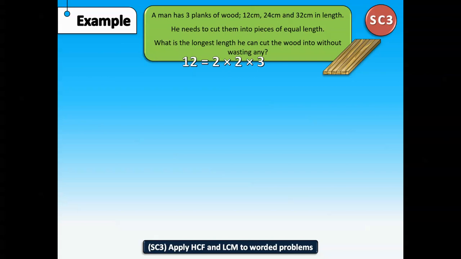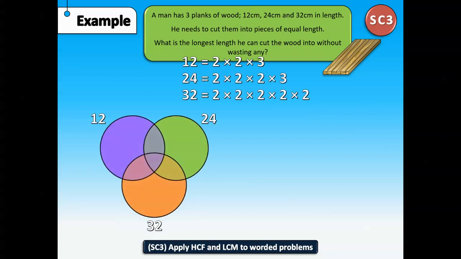So this time we express all 3 numbers as a product of their prime factors, and we do a 3-way Venn diagram, which looks like this. Now any number that's in all 3 lists would go in the center. Then 24 and 32 both have a 2 in them. And 12 and 24 both have a 3 in them. And then there's just 2 2s left in 32.